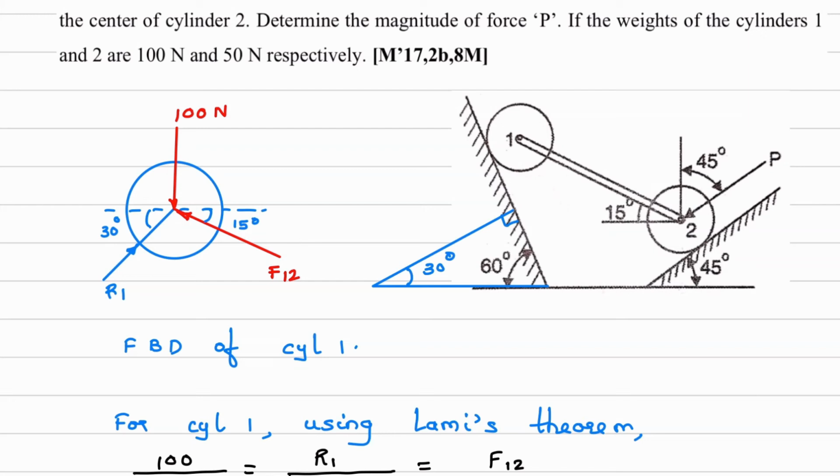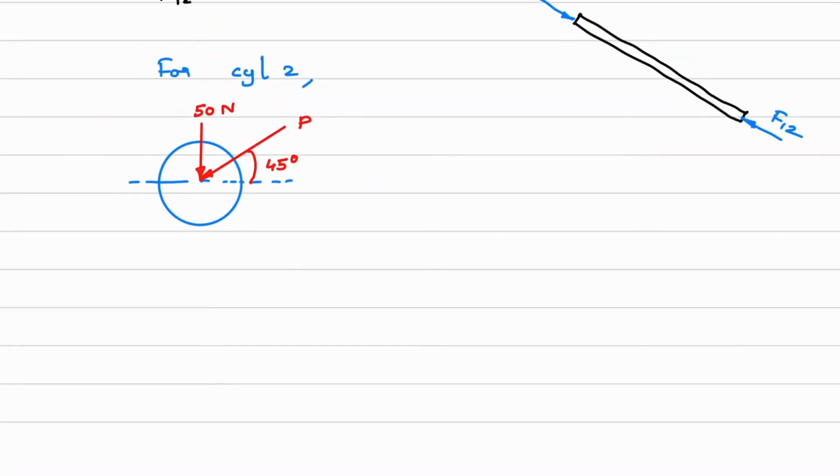Why? Because of this force P. So this force P is such that this system is in equilibrium. Okay, so we'll show that now. F122. What is the angle with respect to horizontal? 15 degree. So this will be force 1 to 2, and angle with respect to horizontal is 15 degree.